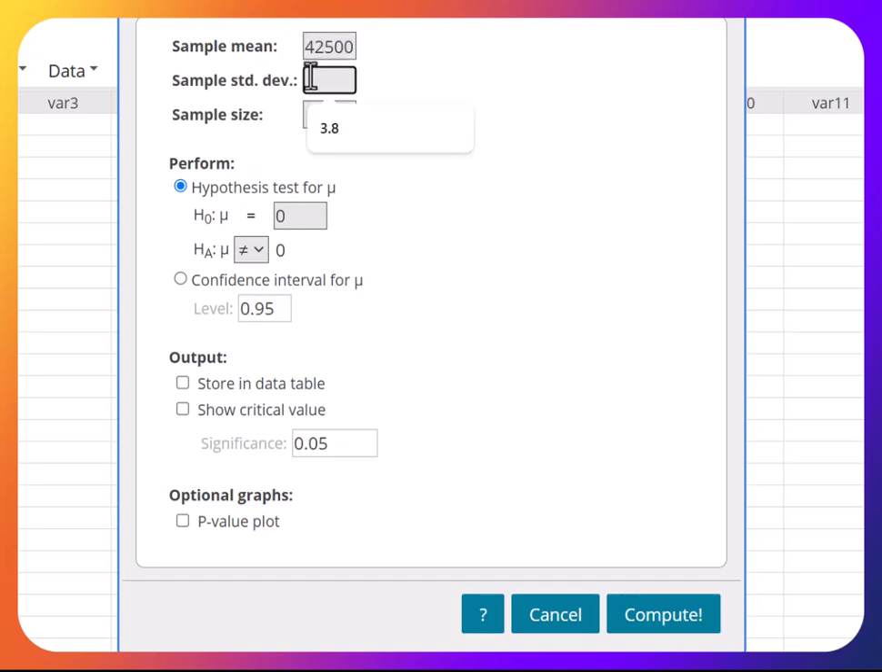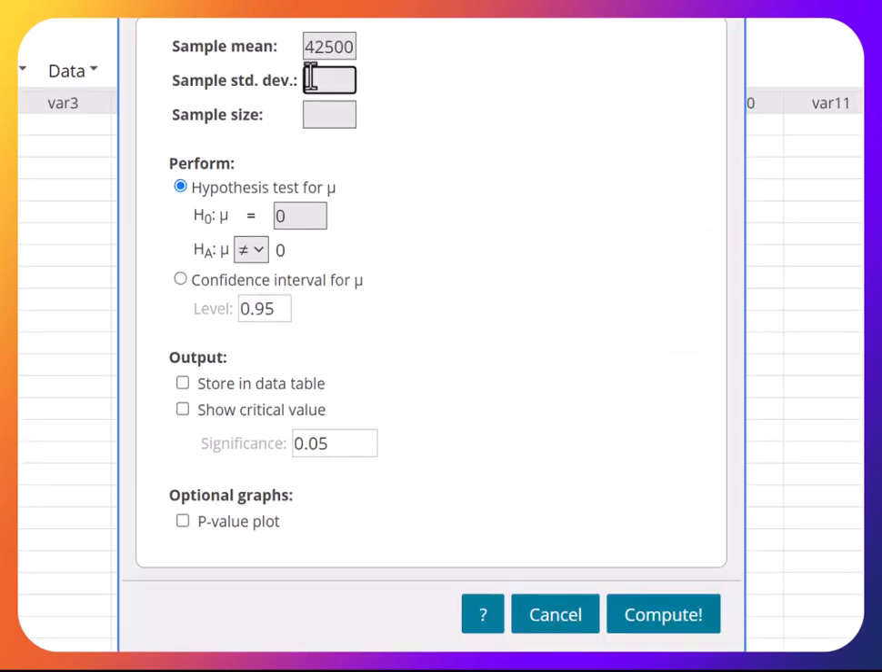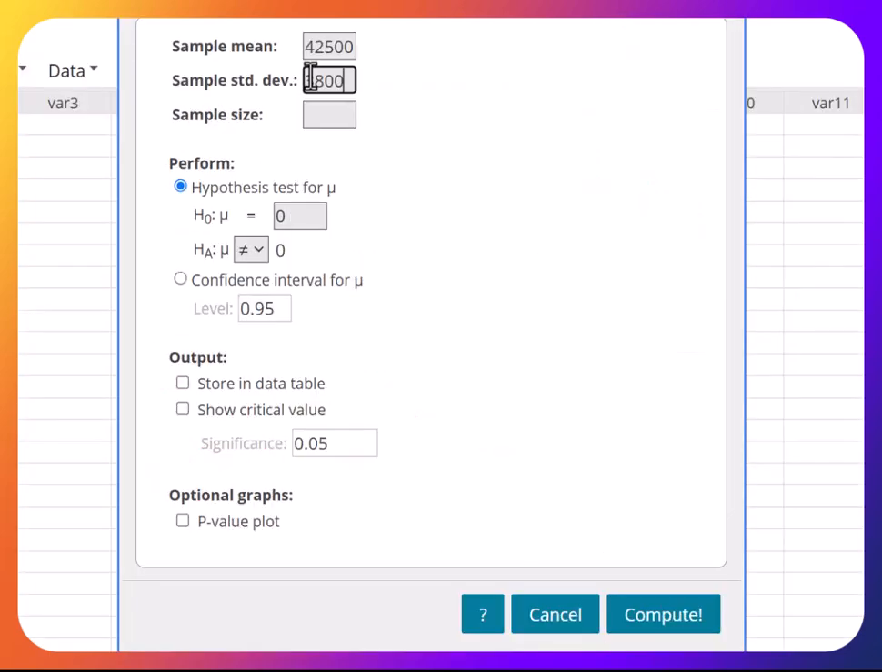The sample standard deviation was 3,800. Sample size was 28. And we are testing against 40,000. So just put 40,000 here. You see, the equal sign is fixed here. You cannot change it because that's how you state the null hypothesis. And we need to check if it is bigger. This is called the right tail test, bigger.